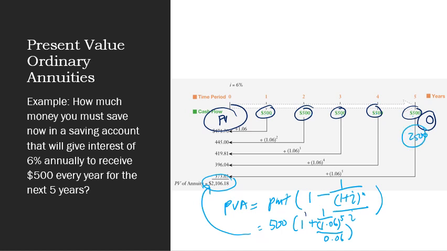You only need 2,106.18 deposited in a savings account that will give you 6% to be able to withdraw 500 each year until year 5. So that is an illustration of present value of an ordinary annuity.